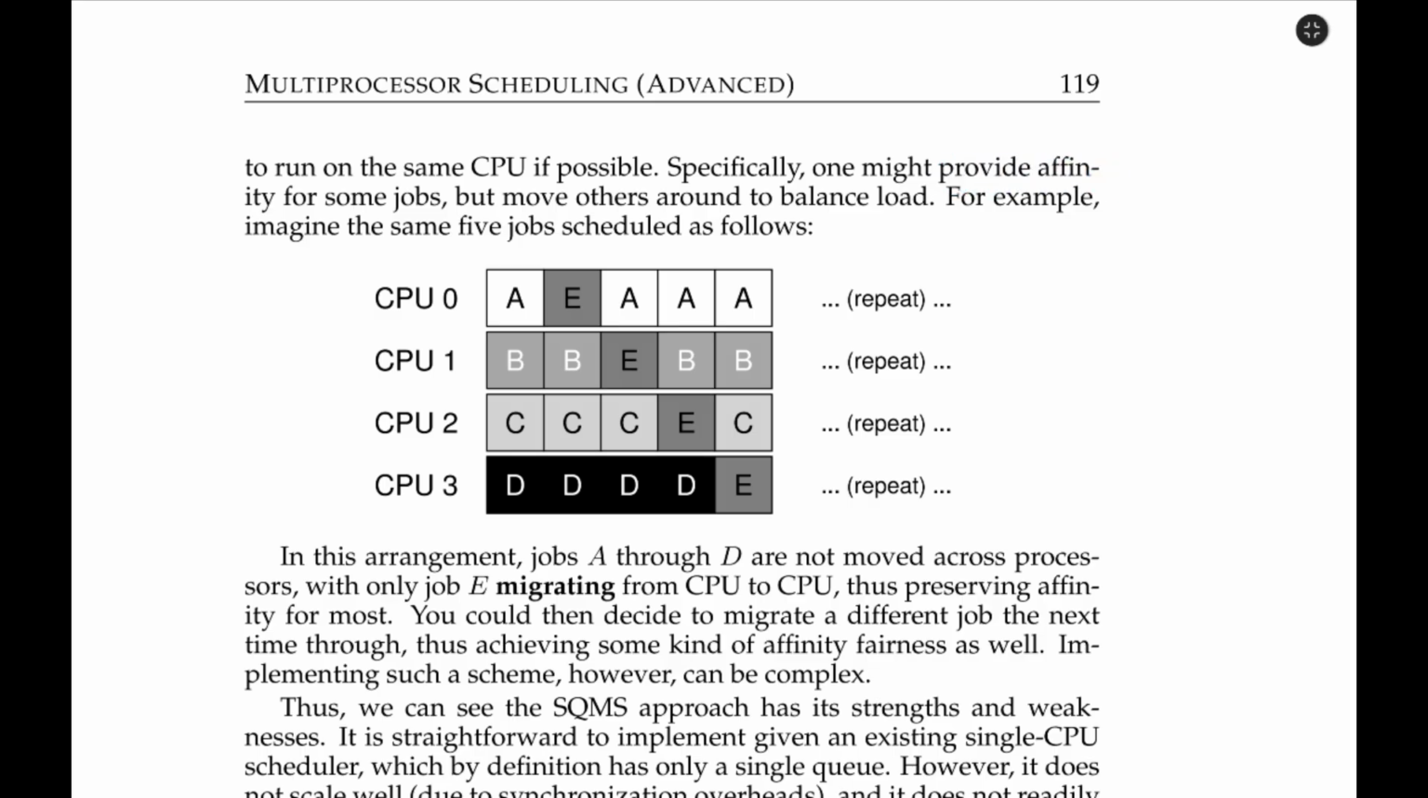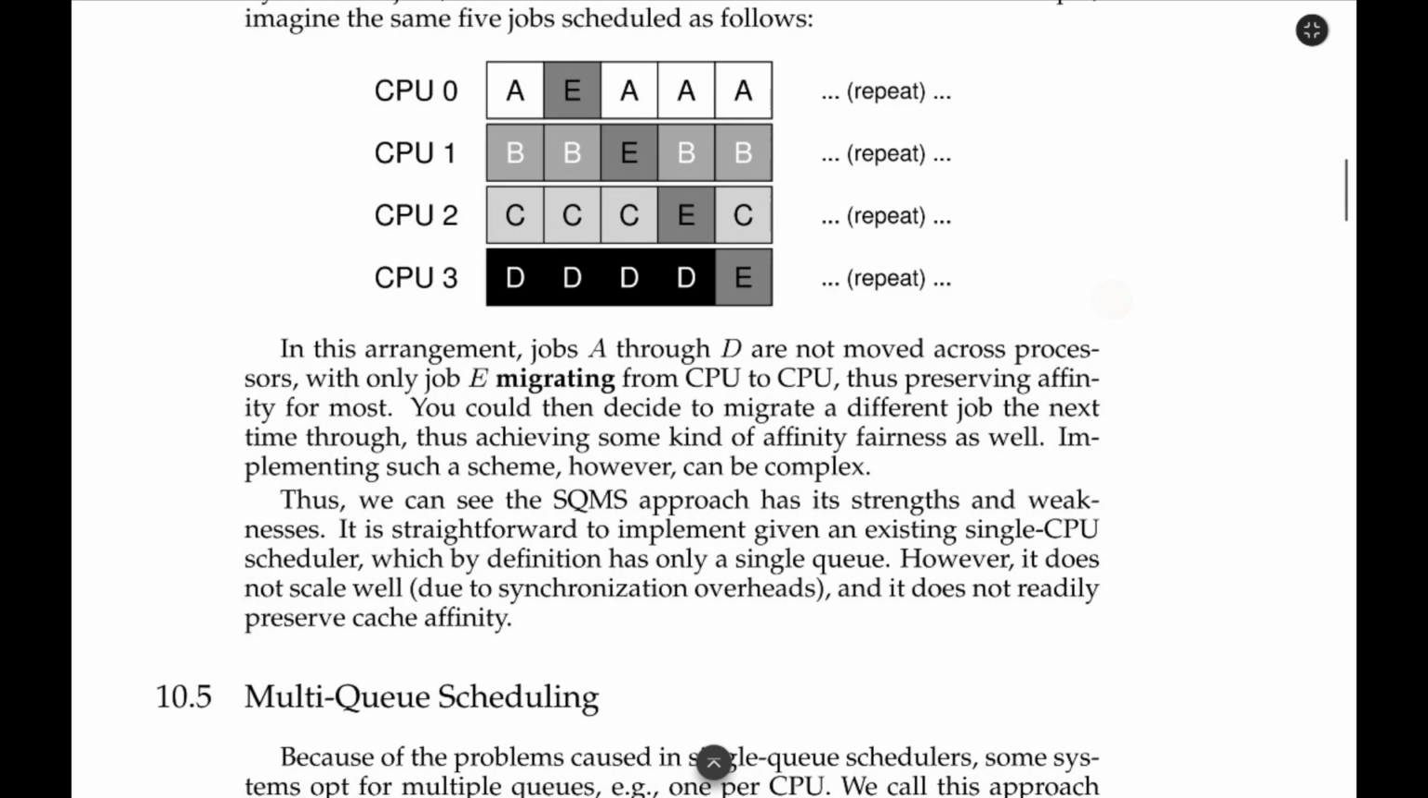Specifically, one might provide affinity for some jobs, but move others around to balance load. For example, imagine the same 5 jobs scheduled as follows. In this arrangement, jobs A through D are not moved across the processors, with only job E migrating from CPU to CPU, thus preserving affinity for most. You could then decide to migrate different jobs the next time through, thus achieving some kind of affinity fairness as well. Implementing such a scheme, however, can be complex.